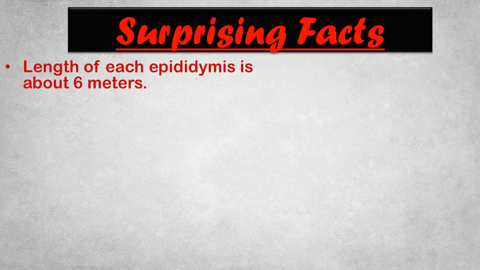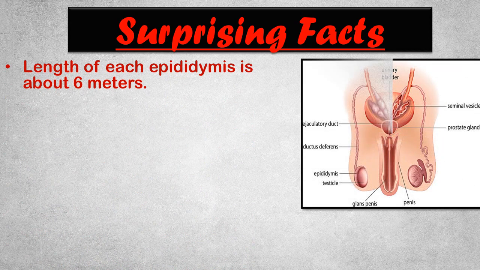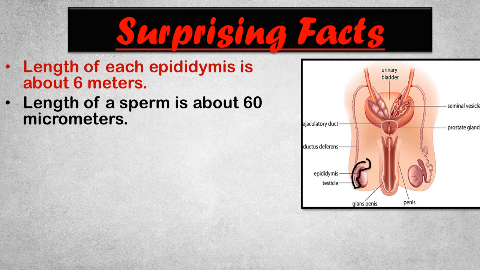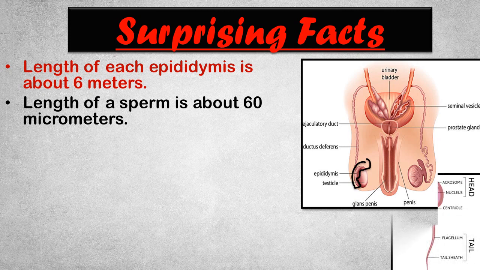So let's move further. Let's have a look at some surprising facts about these systems. First, the length of each epididymis is about 6 meters. Epididymis is a part of the male reproductive system, and you can observe it here. It is a tightly coiled tube that is attached to each of the testes. The length of a sperm is about 60 micrometers.